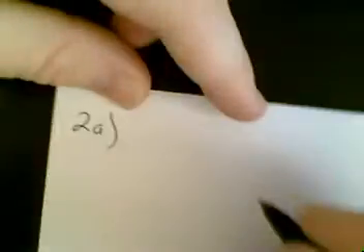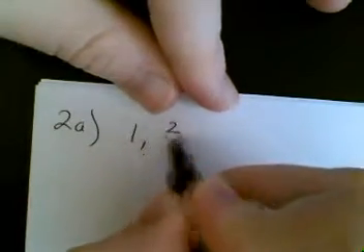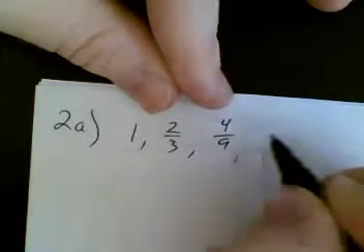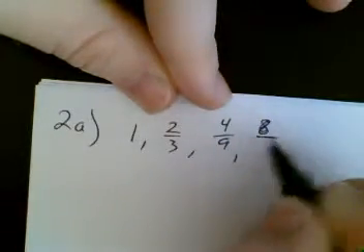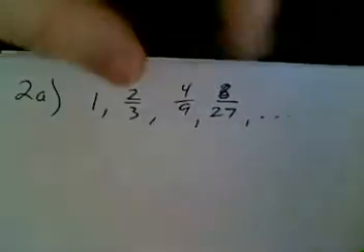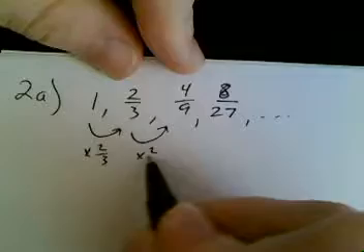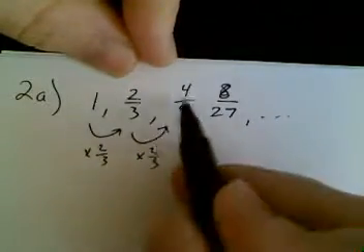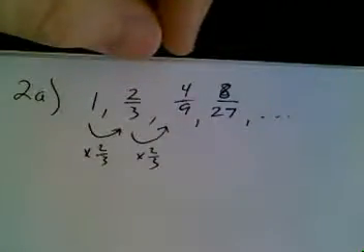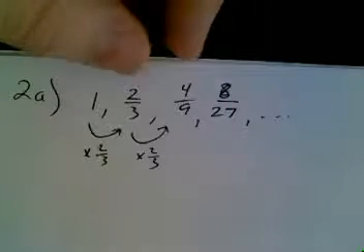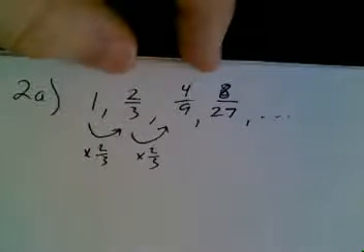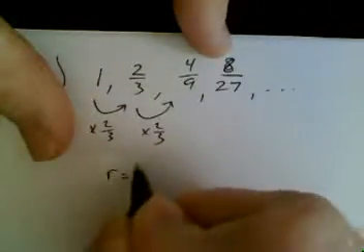So, 2a, a geometric sequence example could be something like this. I'm going to start with 1. I'm going to get 2/3, then 4/9, then 8/27, dot dot dot. And you'll notice from here to here I multiplied by 2/3. From here to here I did the same. Multiplying the top by 2 gives me 4, multiplying the bottom by 3 gets me 9. So that right there would be a geometric sequence such that my r value is 2/3.